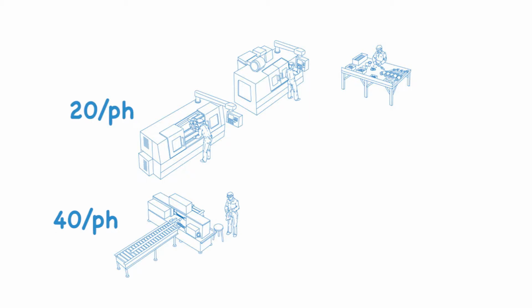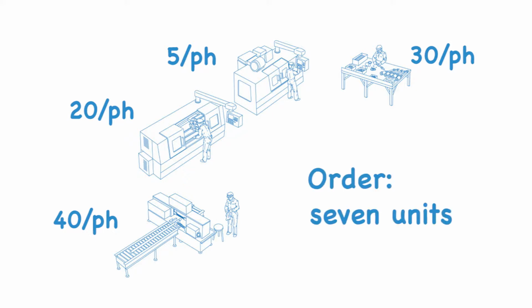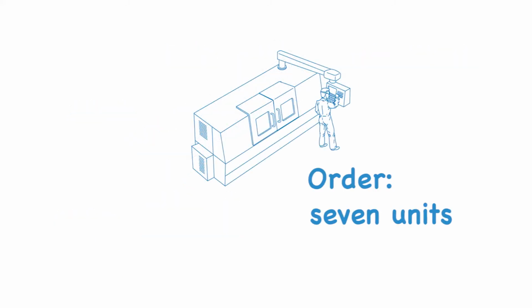The lathe can complete 20 an hour. The millwork is more precise and complex. That's 5 per hour. And assembly can do 30 per hour. But the order was for 7 units? Exactly. But let's say you're the lathe operator. Okay, I can knock off 20 parts in an hour on the lathe?